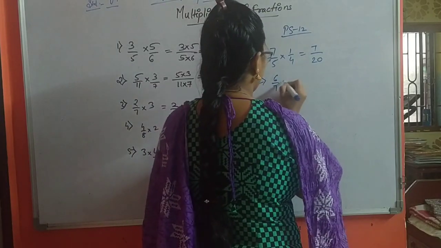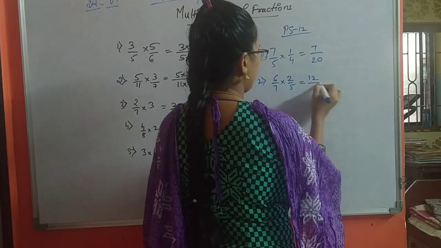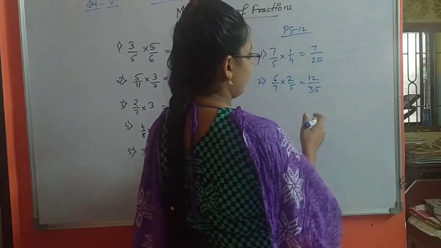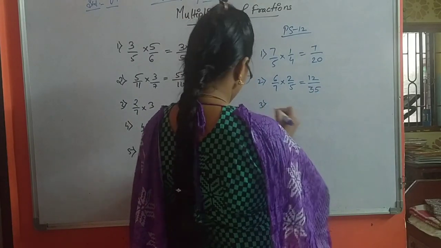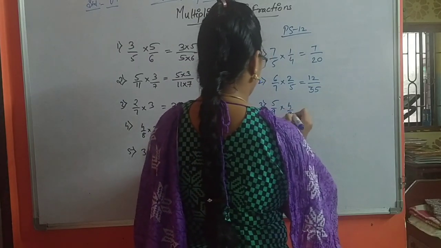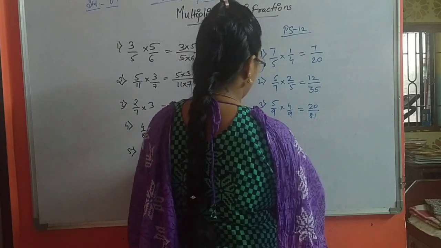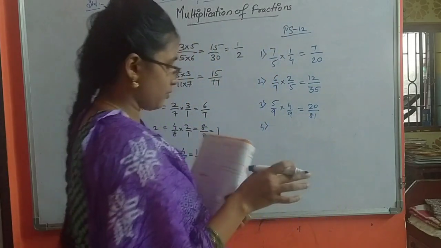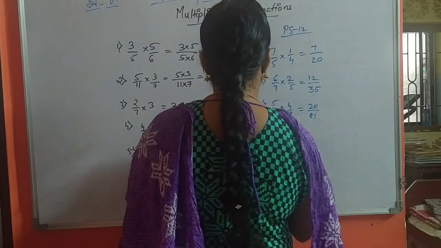6 upon 7 into 2 upon 5. 6 twos are 12, 7 fives are 35. 12 and 35 cannot be divided more or reduced. Leave it as it is. Next we have 5 upon 9 into 4 upon 9. 5 fours are 20, 9 nines are 81. 20 and 81 don't go in the same table, so we can leave it as it is. This is the final answer of this question.